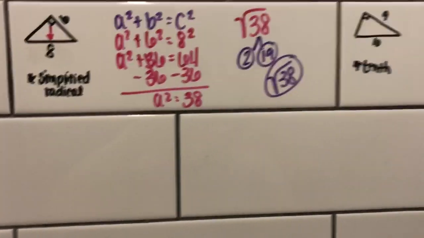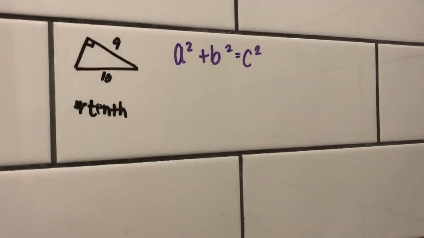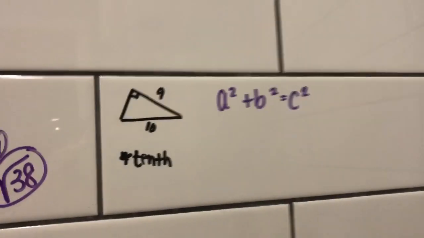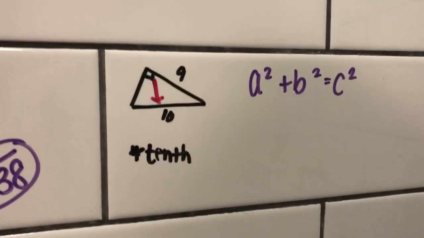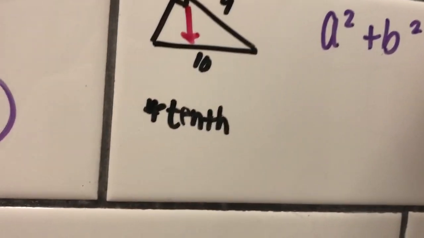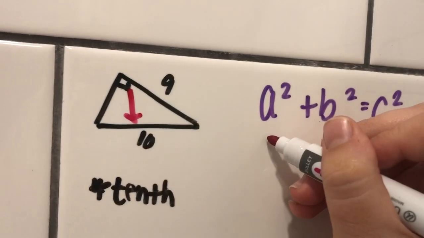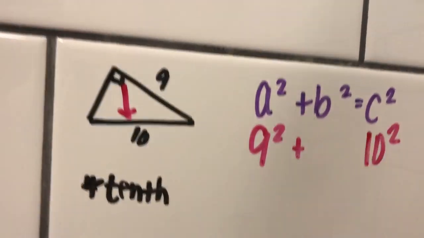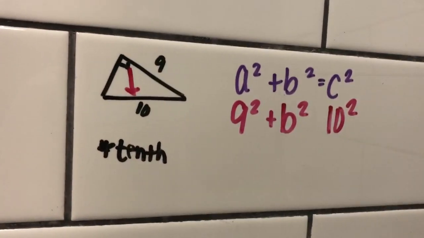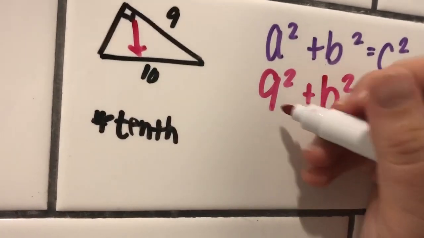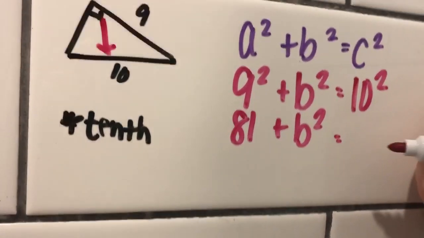And now we have one more example of when we're finding a leg. This one's asking to round to the nearest tenth. And for this one, I already told you we're finding a leg, but I know that 10 is the hypotenuse because it's across from the right angle. So I'm going to plug it in for C right away. I'm going to plug 9 in for A this time, but it doesn't matter if you do A or B. And I'll solve for B squared, that other leg. So 9 squared is 81. B squared, I don't know.